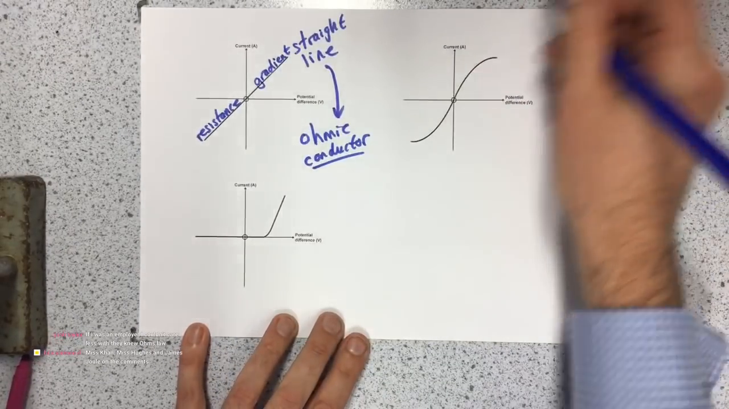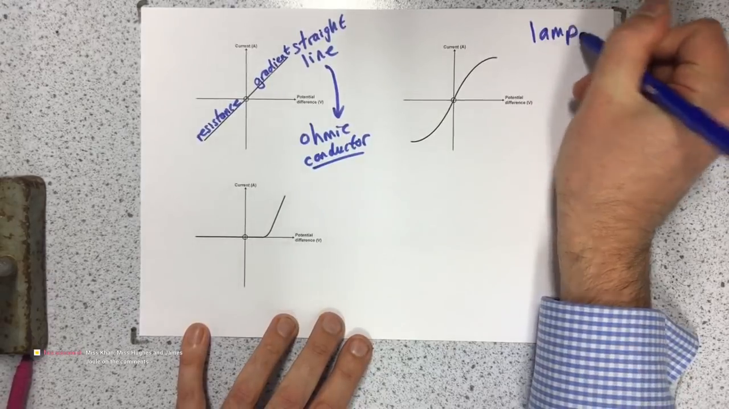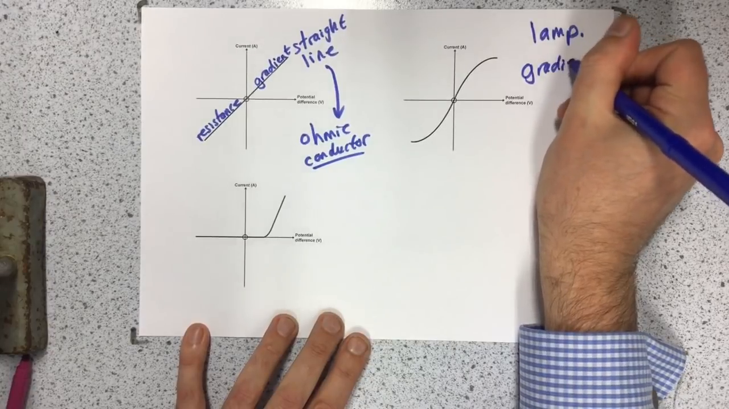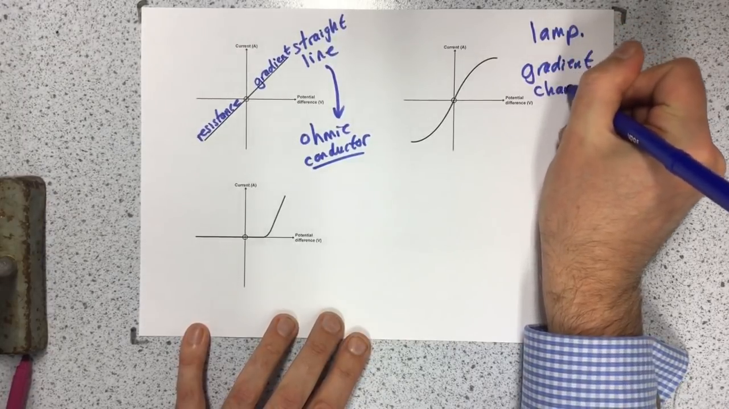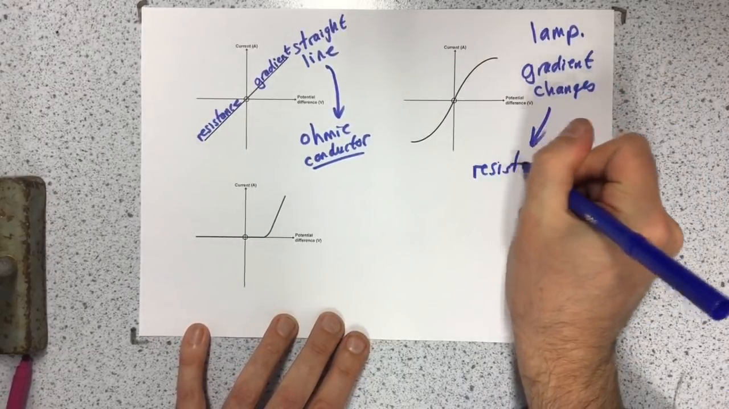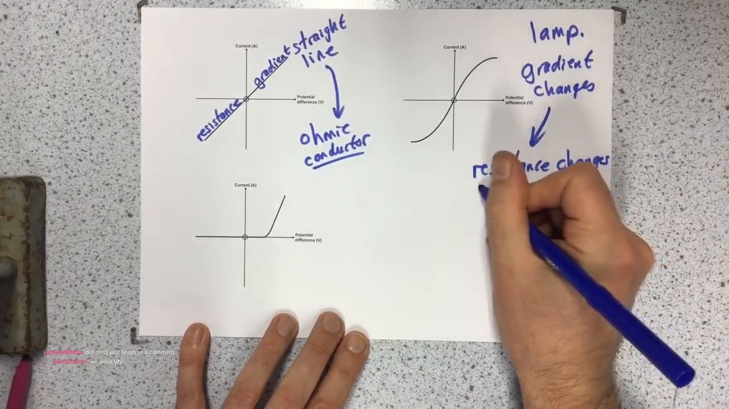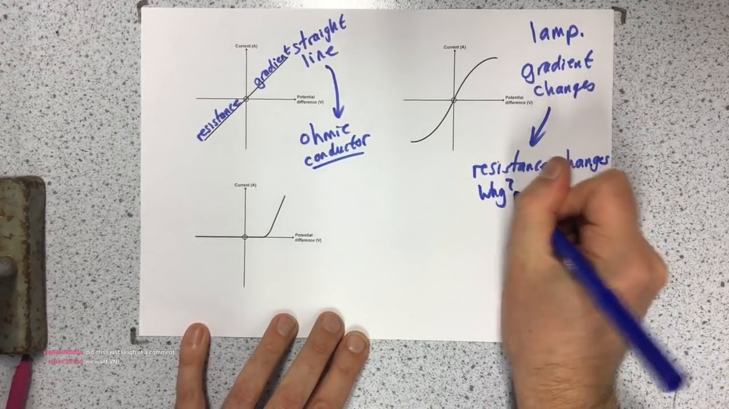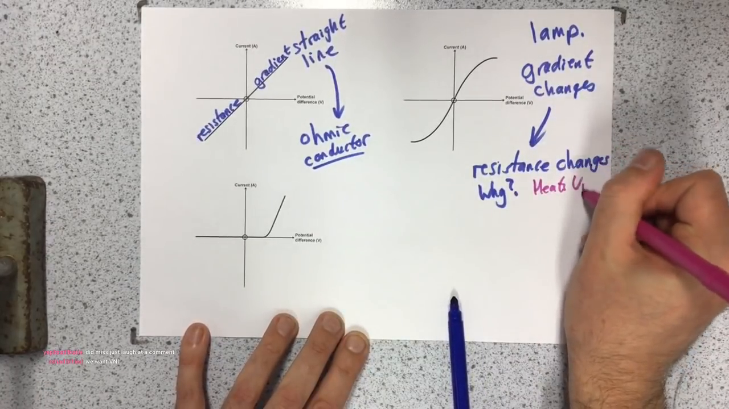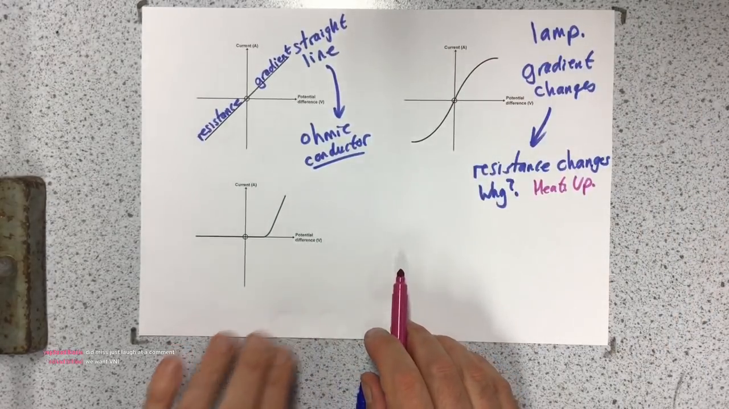Here, this very distinctive S shape is a lamp. Okay? So, what do you notice? The gradient changes. The reason the gradient changes is because the resistance changes. Why does the resistance change? It's because it heats up. All right? So that's why we end up with this very distinctive S shape.